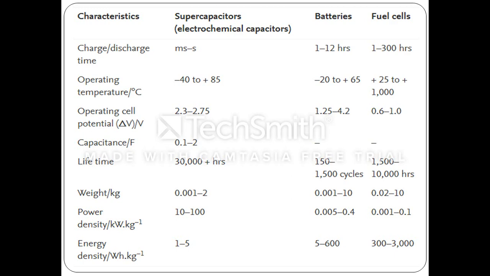Then power density per kilowatt per kilogram, for supercapacitor it is 10 to 100, for batteries 0.005 to 0.4, and for fuel cell it is 0.001 to 0.1. Then energy density per watt hour per kilogram, for supercapacitor it is 1 to 5, for batteries 5 to 600, and for fuel cell it is 300 to 3000.